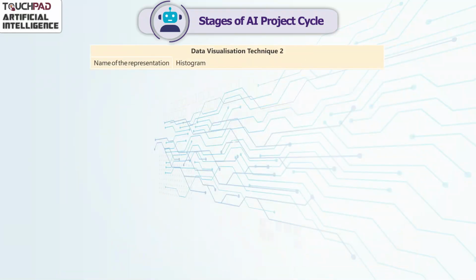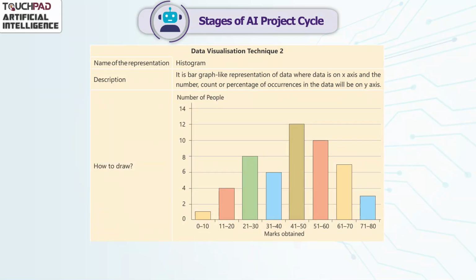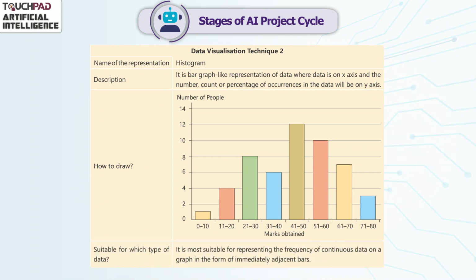Data visualization technique 2. Name of the representation: histogram. Description: it is bar graph-like representation of data where data is on x-axis and the number, count, or percentage of occurrences in the data will be on y-axis. How to draw. Number of people. Marks obtained. Suitable for which type of data? It is most suitable for representing the frequency of continuous data on a graph in the form of immediately adjacent bars.